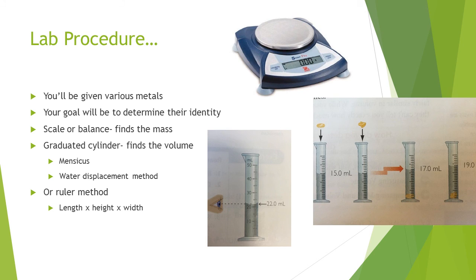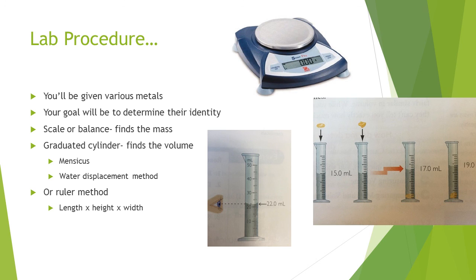If you use the graduated cylinder, you're going to be doing the water displacement method. What that means is you're going to be dropping the metal into the graduated cylinder. You can put as much water or as little water as you want into the graduated cylinder to start with. Just make sure that the metal is completely covered in water. Notice in the picture when you drop the metal pieces into the graduated cylinder, the water level rises. Since the first one went from 15 to 17, that means that the piece of metal has a volume of 2 milliliters. The second one went from 15 to 19, so that one has a volume of 4 milliliters.